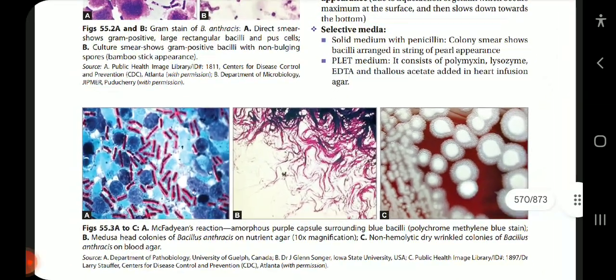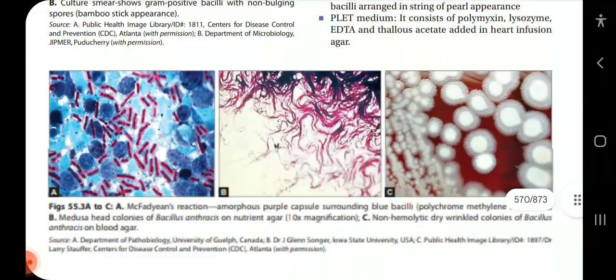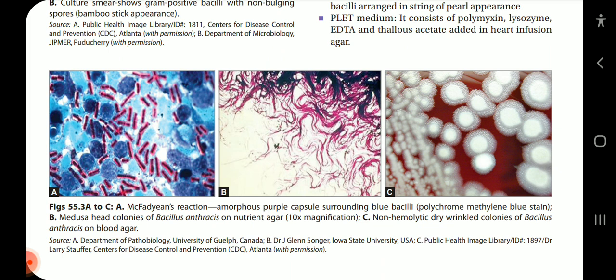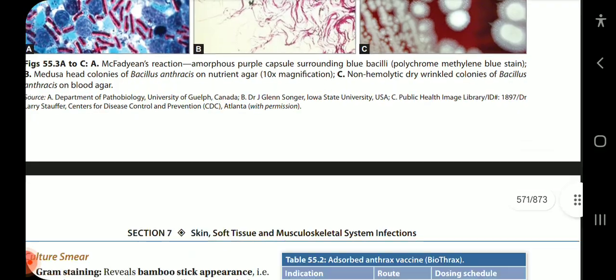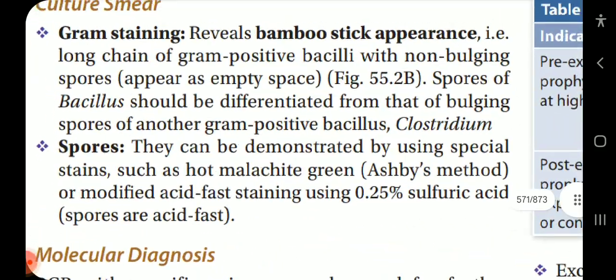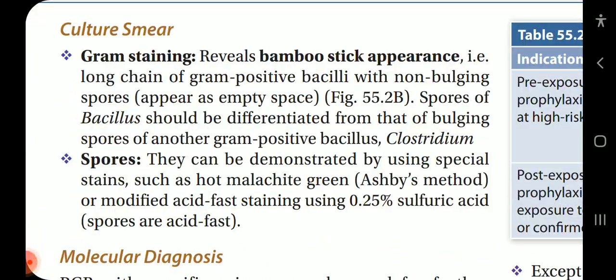Okay, now in these images, figure A shows McFadden's reaction, amorphous purple capsule surrounding the blue bacilli, polychrome methylene blue stain. Figure B shows medusa head colonies of Bacillus anthracis on nutrient agar at 10x magnification. Figure C shows non-hemolytic dry wrinkled colonies of Bacillus anthracis on blood agar. Now, coming on to culture smear: gram staining reveals bamboo stick appearance, that is, long chains of gram-positive bacilli with non-bulging spores appearing as empty spaces.